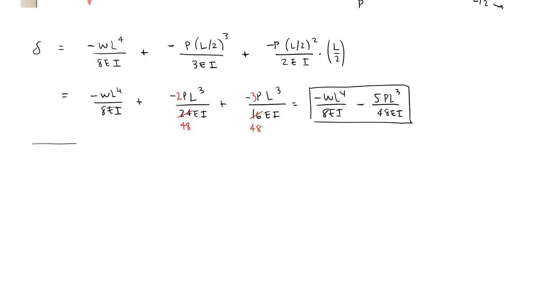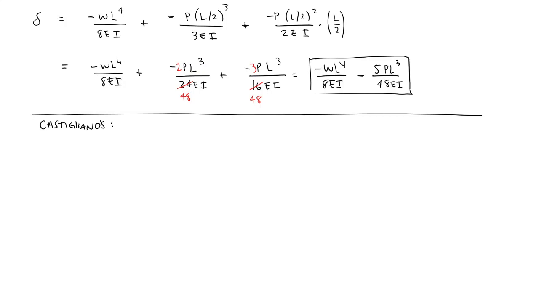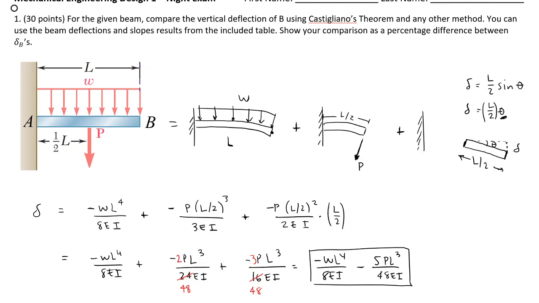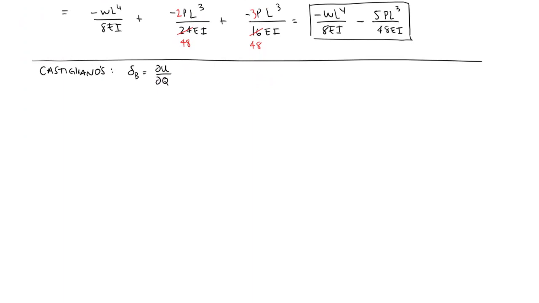And now we're going to use Castigliano's. So that is just saying that the deflection at B is going to be the partial derivative of the energy with respect to the force at B, which there isn't any. There isn't one. So I'm going to create a force here, Q, equal to zero. Okay, so I'm not changing much. That's what we do.